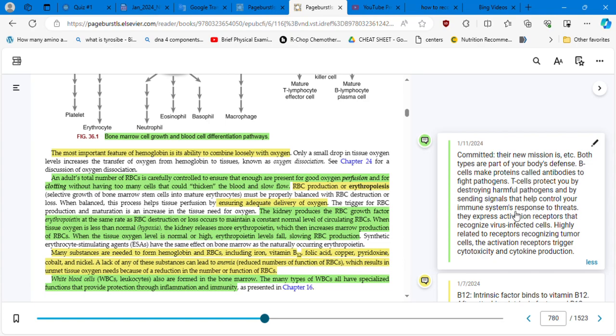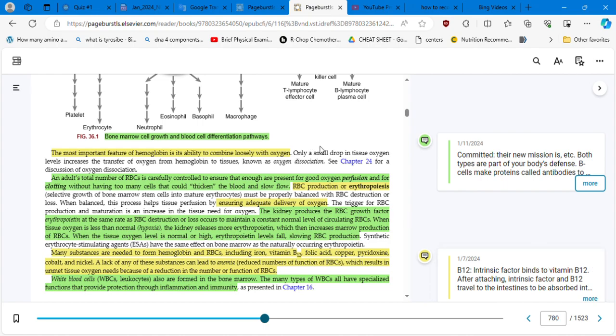They express activation receptors that recognize virus infected cells, highly related to receptors recognizing tumor cells. The activation receptors trigger cytotoxicity and cytokine production. Okay, very good. And then the most important feature of hemoglobin, talking again about the hemoglobin, is the ability to combine loosely with oxygen. That's very important.